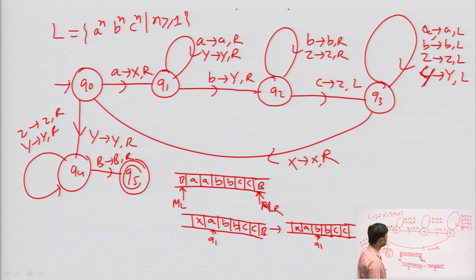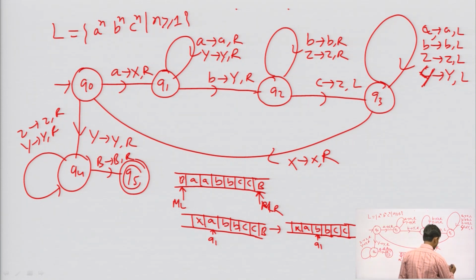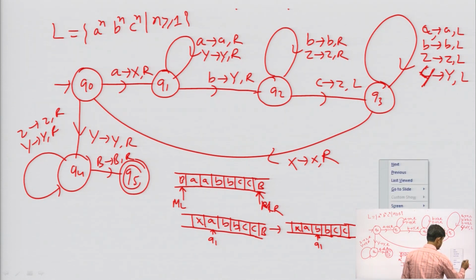Now, if Q1 reads B, where do you have to go? Q2, and B will be replaced by Y and go to the right. Now you see this is X and this is A and this is B, which will be replaced by Y, and this is B and C. Now this is right, go to the right. Now Q3 will point through.